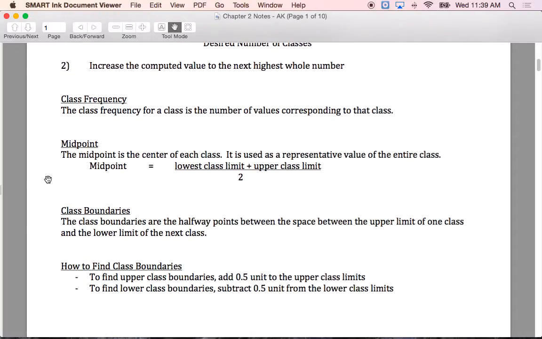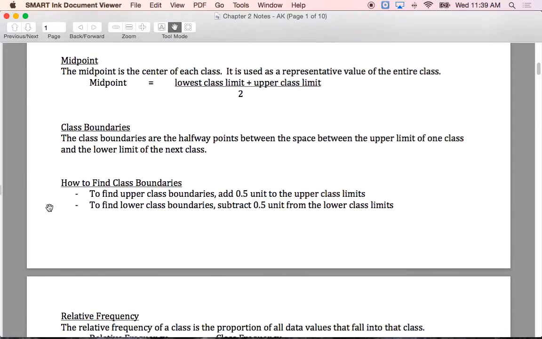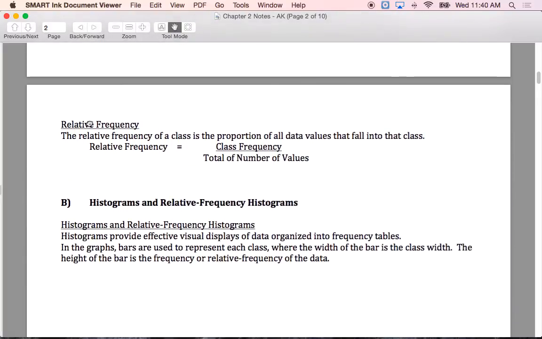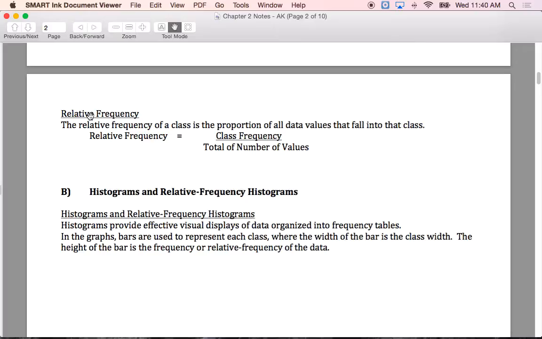Midpoint is the center of each class. So you add the lower class limit plus the upper class limit and divide by 2. Your class boundaries are halfway points between the upper limit of one class and the lower limit of the next. So to find those, we're going to add 0.5 to the upper, subtract 0.5 from the lower. The last definition is relative frequency, and that's your proportion of all the data values that fall into the class. So you're going to do class frequency divided by the total number of values.